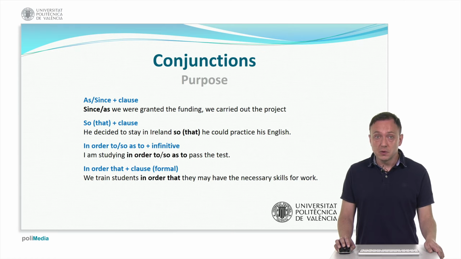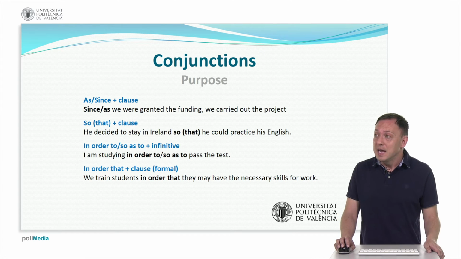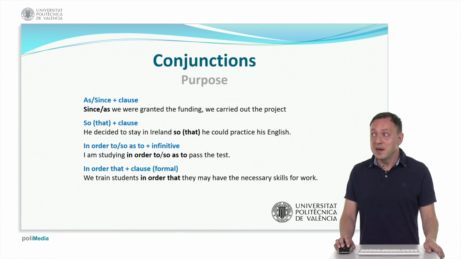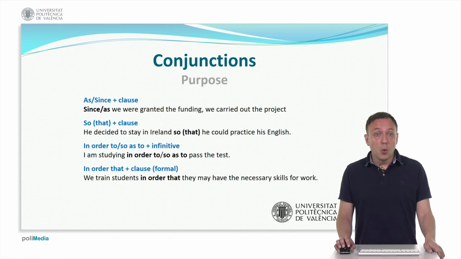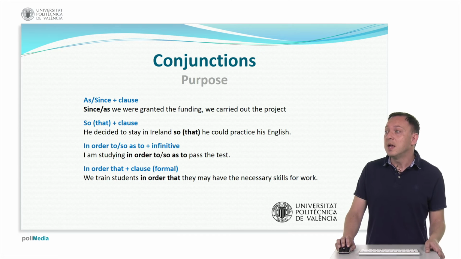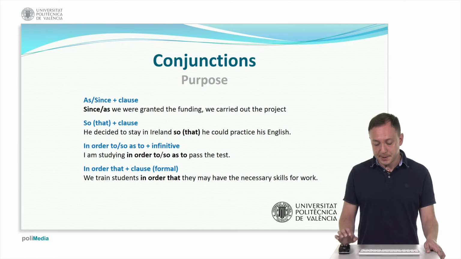In order to, or so as to, plus infinitive. These are synonyms, so you can use any of them. For example, I am studying in order to, or so as to, pass the test. And if you prefer to use a clause, you have in order that plus clause, which is more formal. For example, we train students in order that they may have the necessary skills for work.